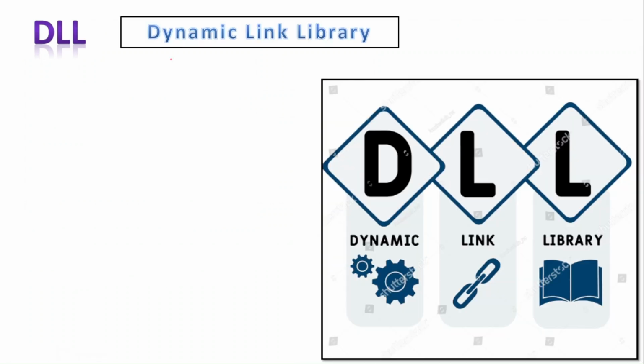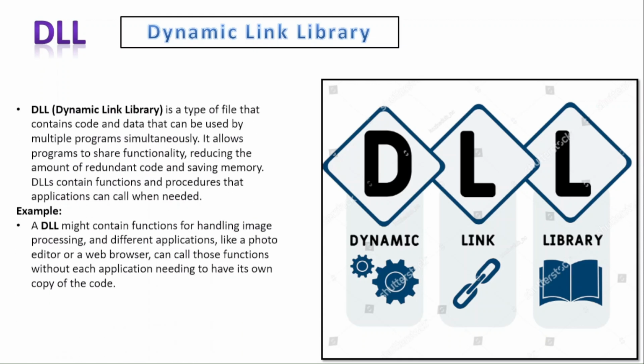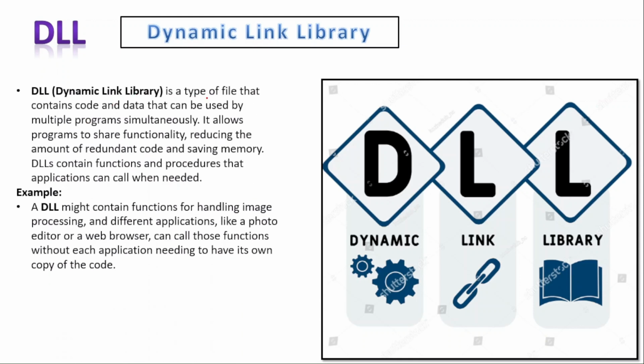DLL, that is Dynamic Link Library. So DLL, Dynamic Link Library, is a type of file that contains code and data that can be used by multiple programs simultaneously. It allows programs to share functionality, reducing the amount of redundant code and saving memory. DLLs contain functions and procedures that applications can call when needed.